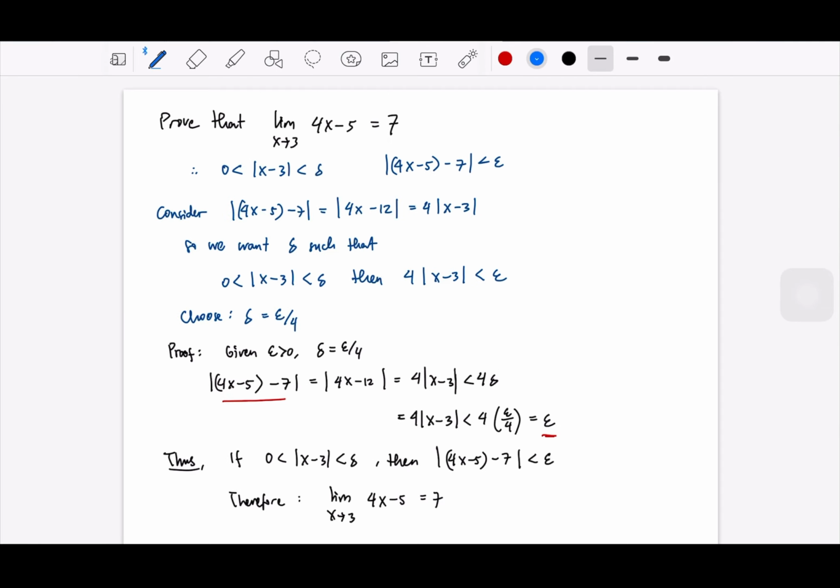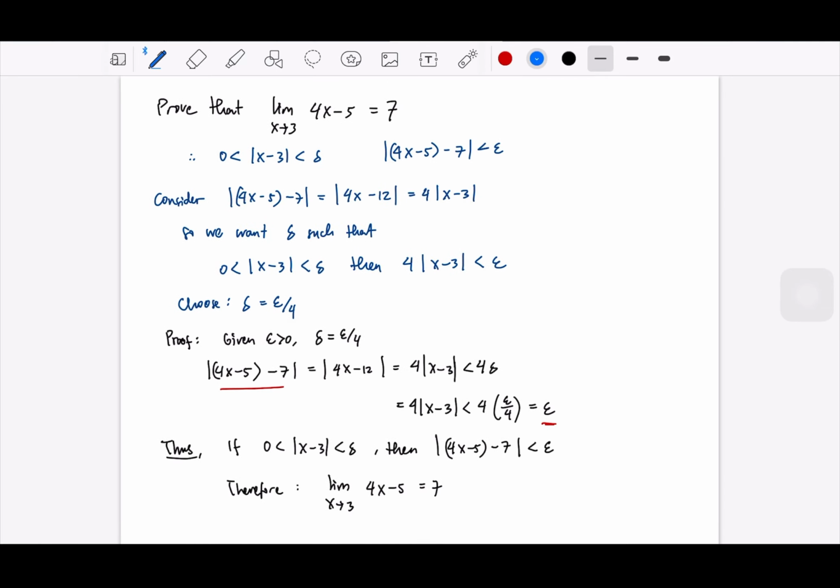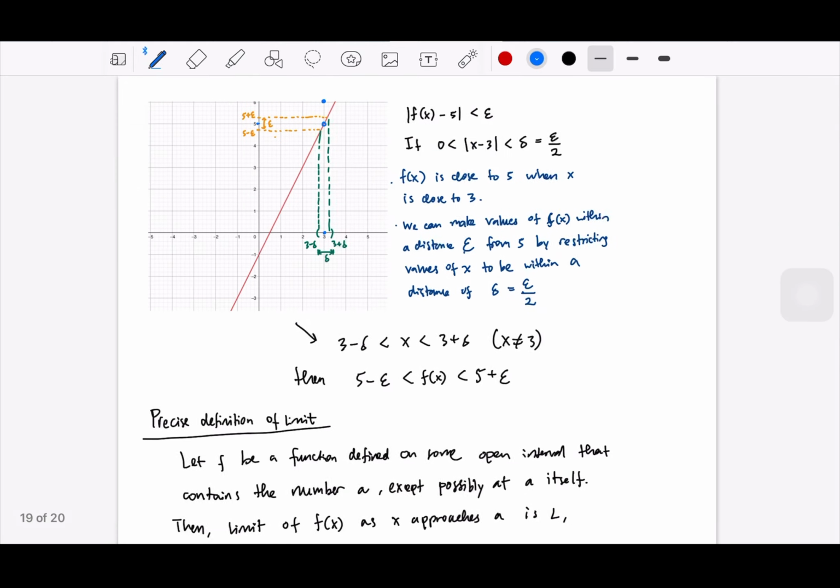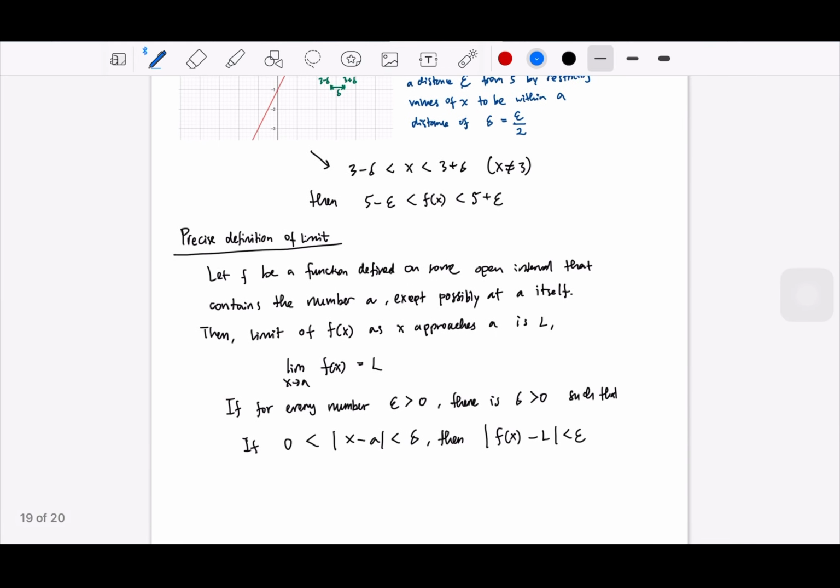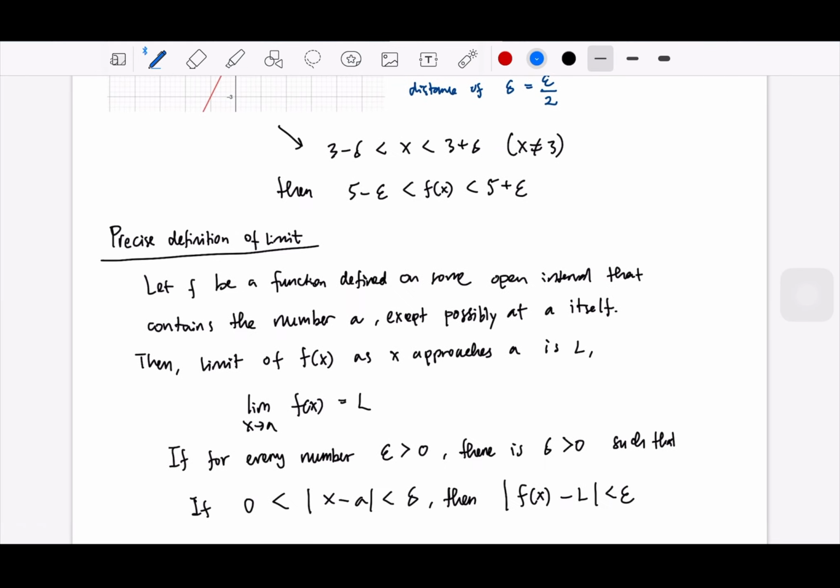Okay, so the last part of our class, let me just review a little bit of the precise definition of limit. This is the last part on the precise definition of limit that we learned.